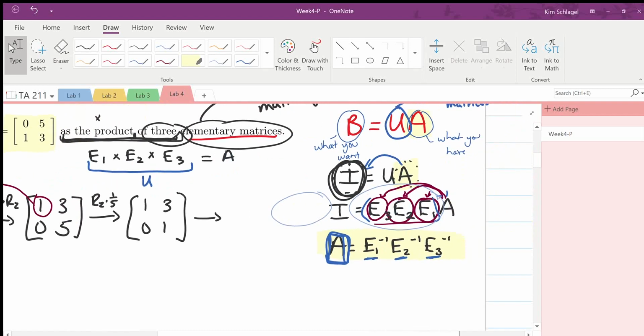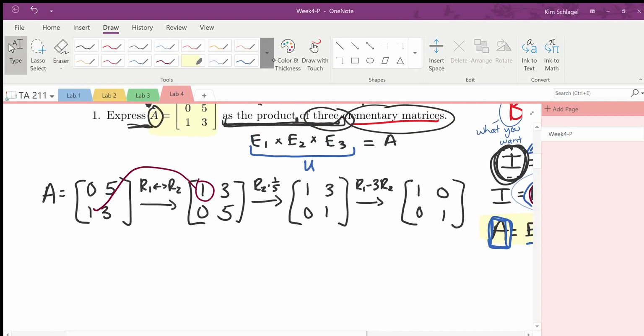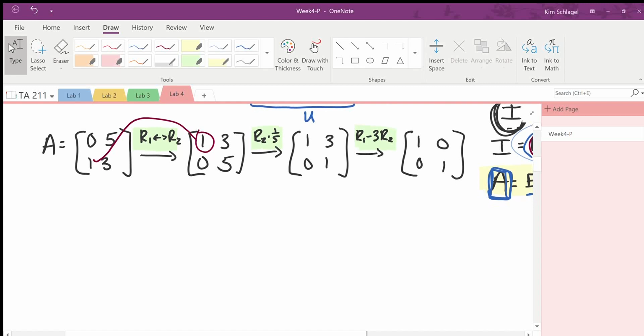And the next step is I'm going to subtract 3 row 2 from row 1, and that will just leave me with the identity matrix. So you can see here we needed 3 elementary matrices, and I do have 3 row operations, so we're already on the right track here. So what is this actually telling us? It's telling us that if I do these 3 row reduction steps, it gives me the identity. It takes me to the identity.